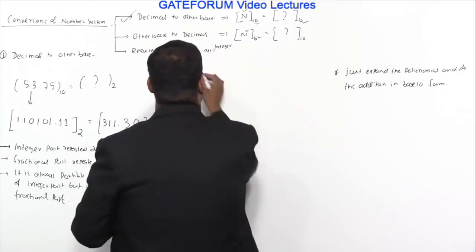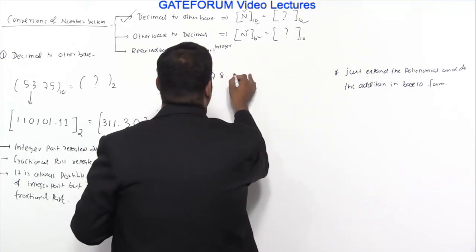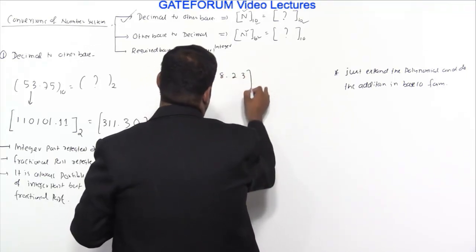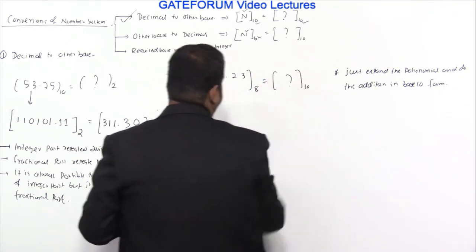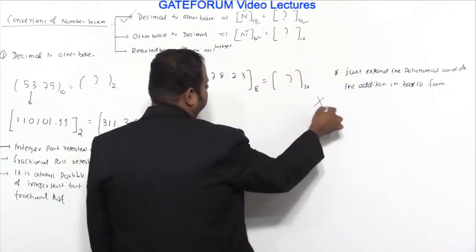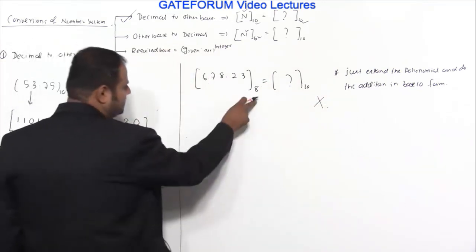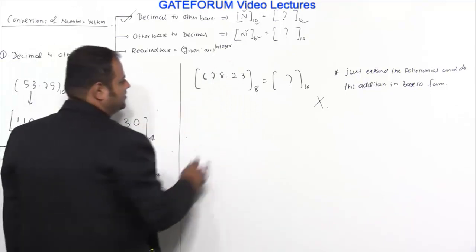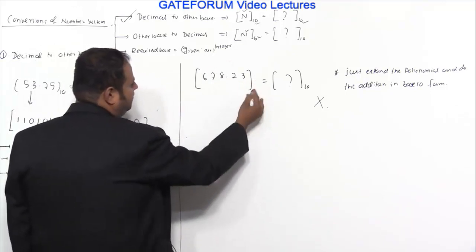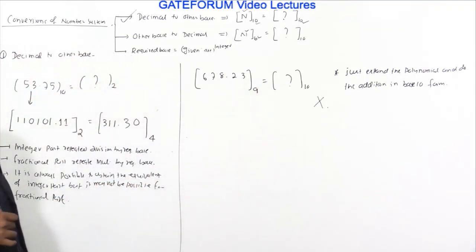For example, if somebody says this is 678.23 and the base is 8, what is the decimal equivalent of this? Then the answer is, this is a nonsense question. Why is this a nonsense question? Because base 8 means you can't have the digit 8 present here. That is not correct. I can of course think of what the minimum base is. I can think of it as 9. Then this is a valid question.